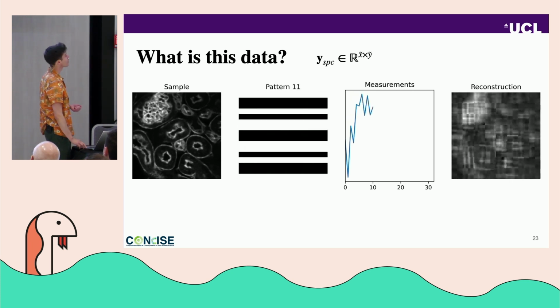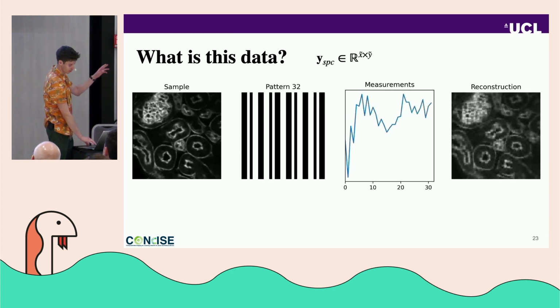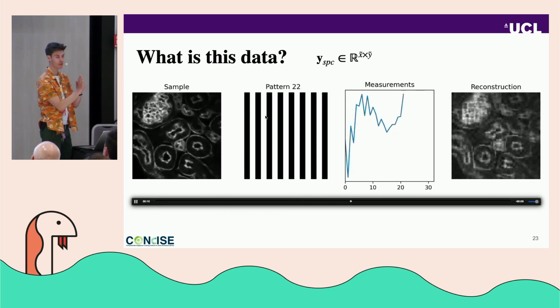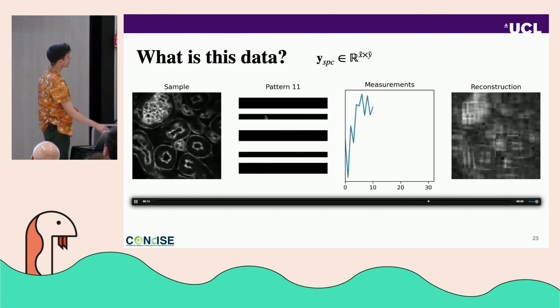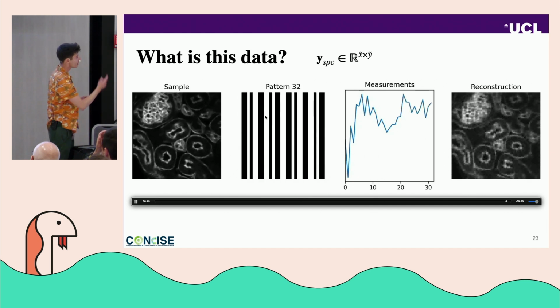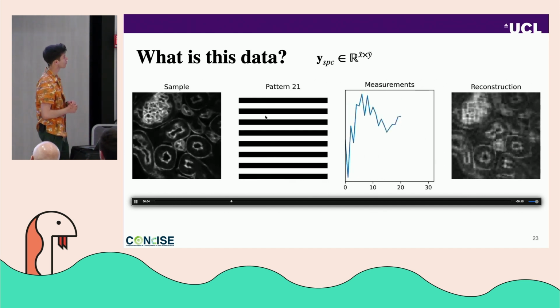And this is how it works. So let's go once again. You have the sample on the left, and you get some patterns that illuminate the sample, something like this. And for each pattern that you illuminate with, you acquire one measurement. And at the end, see, the more measurements you have, the better the reconstruction.